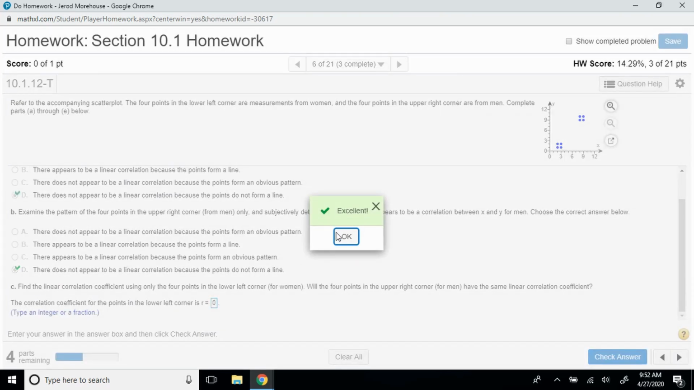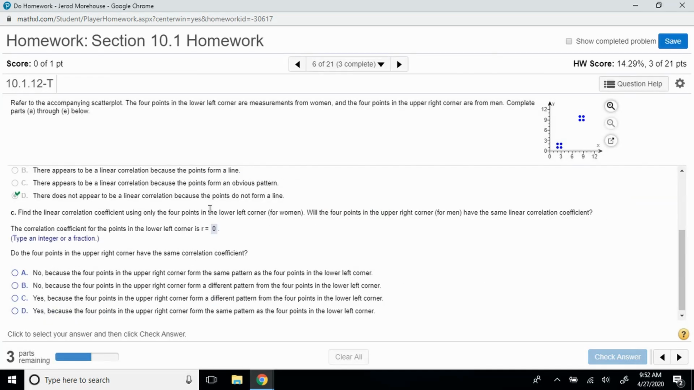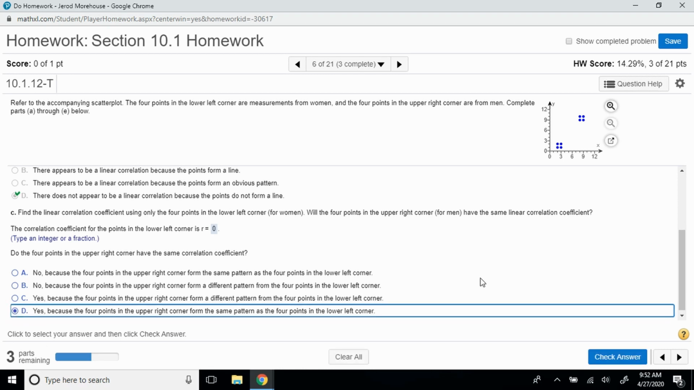All right, like that. Next it said, do the 4 points in the upper right-hand corner have the same correlation coefficient? The answer here is going to be yes, because they have the exact same pattern as the 4 points in the lower left-hand corner. Correlation does not care about where you're at on the graph in general. It only compares you to other points. It's relative to the rest of the data. So let's check that answer.